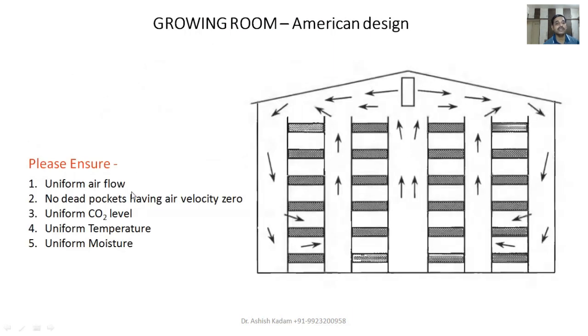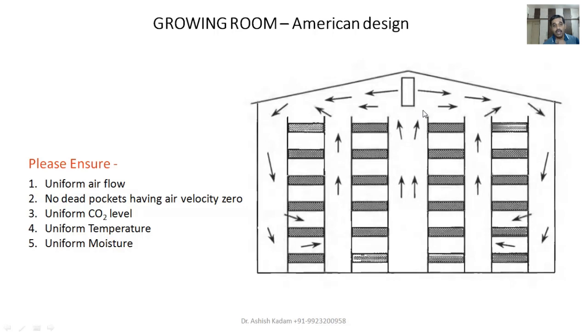So please ensure there is uniform airflow, no dead pockets having air velocity 0. Sometimes these are the areas where velocity will be 0 and these are basically dead pockets. If these dead pockets are created, then you will see very less growth or less yield from these shelves. So there should be uniform CO2 level, and temperature also should be uniform.